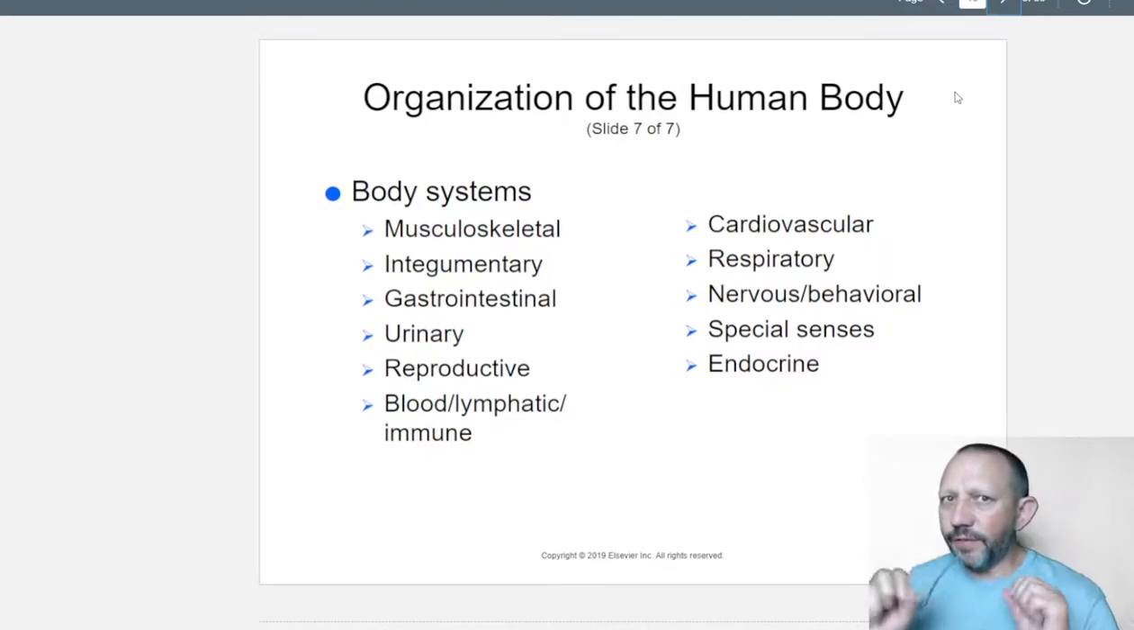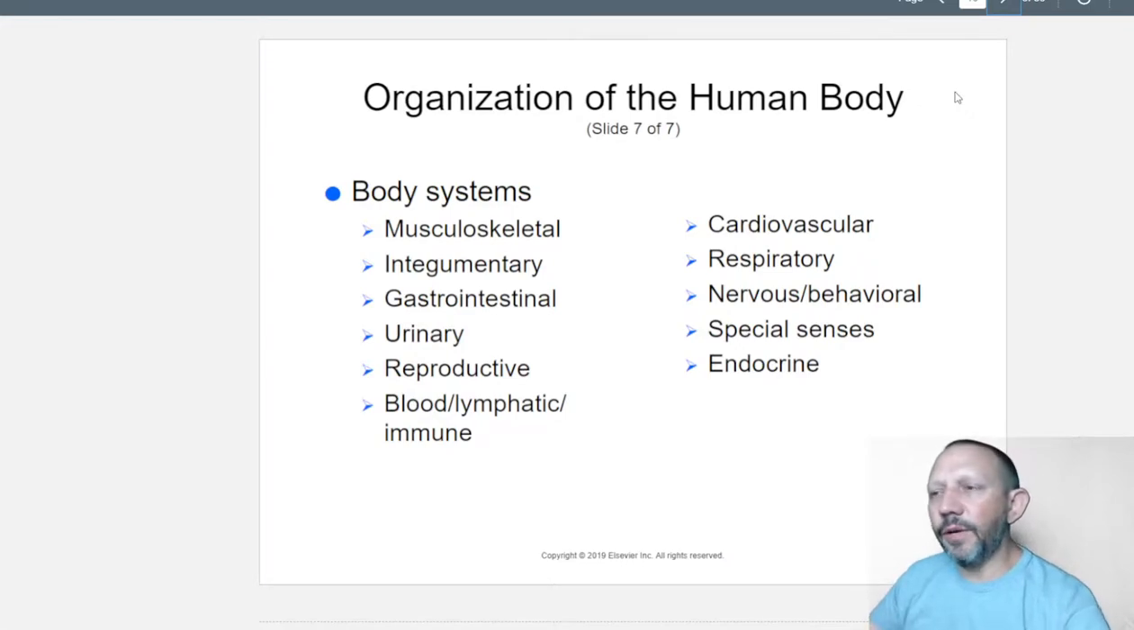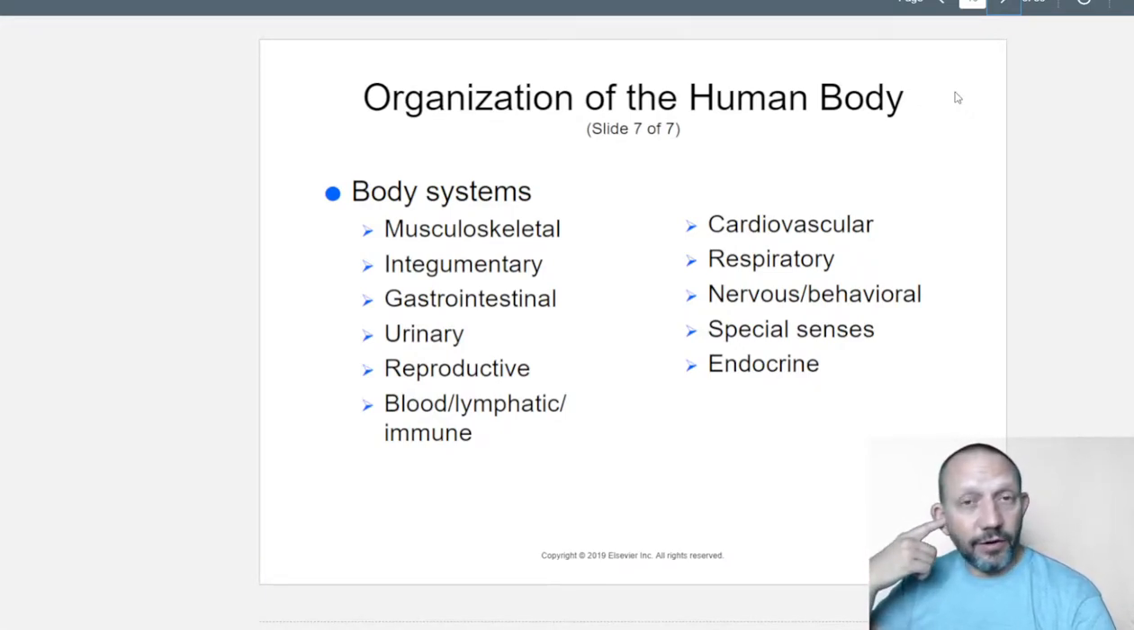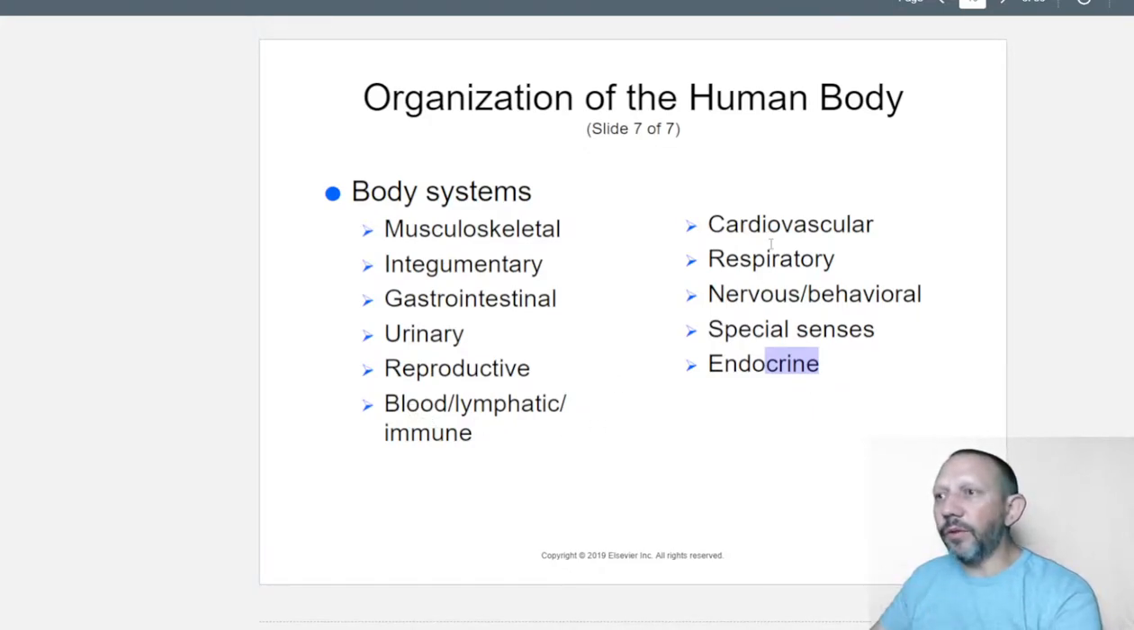You don't have to write all this stuff down. I'm just blasting you with this so you know where it is. You've heard it before. Special senses are going to be like the eye, the ear, the taste and touch and things like that. And then endocrine. Endocrine, think of crine, like chronology. It's inside timing. It's a slower working system than, say, the blood system or the cardiovascular, but it has some of the same functions.